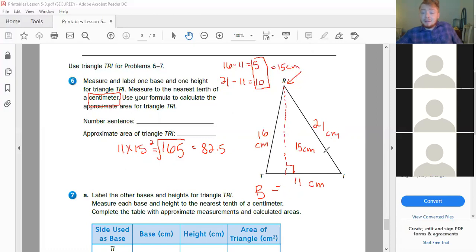Another way we could have estimated, again, this middle one was an estimate if you were here from the beginning, because all we had was the base. Another way we could have done that is picked one of these two sides and done it the same way. Again, it would have given us an estimate. Even if I picked 11 times 16 divided by 2, I would still get something close to 82.5. So when you're only given one number, it's going to be a lot of estimating, which is fine.